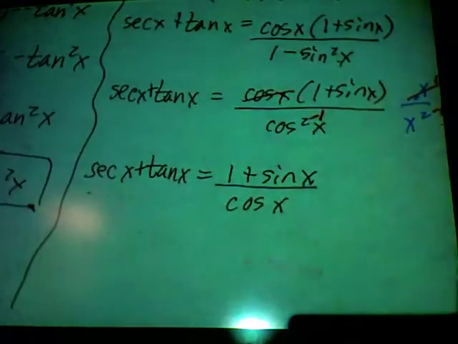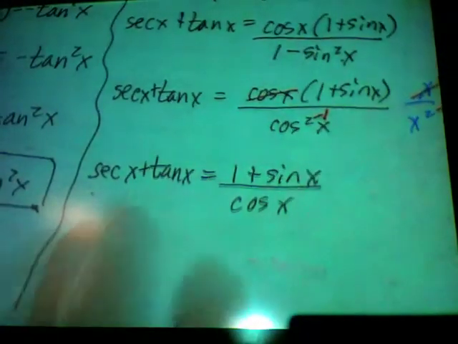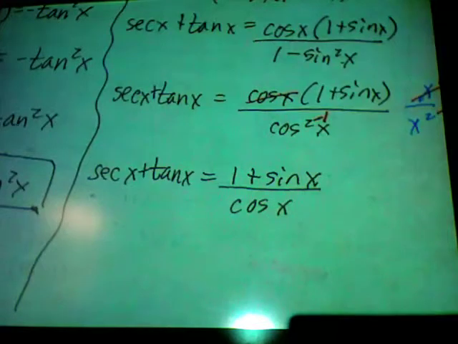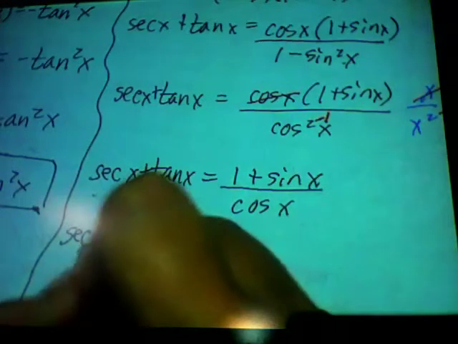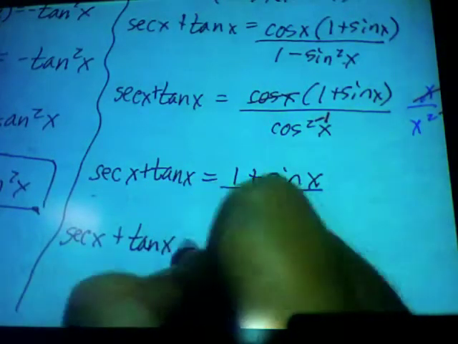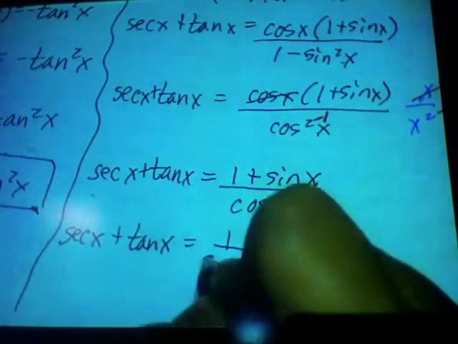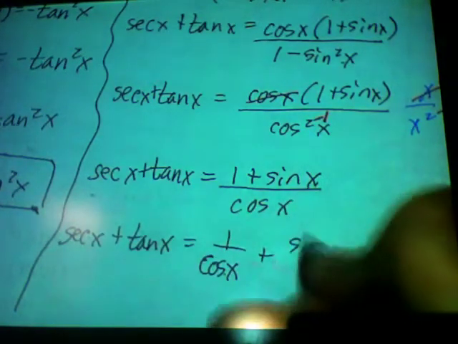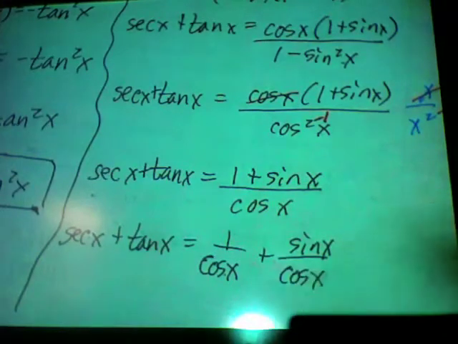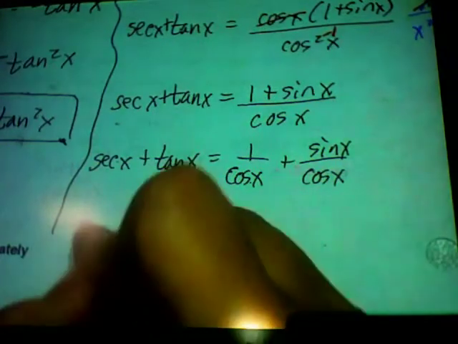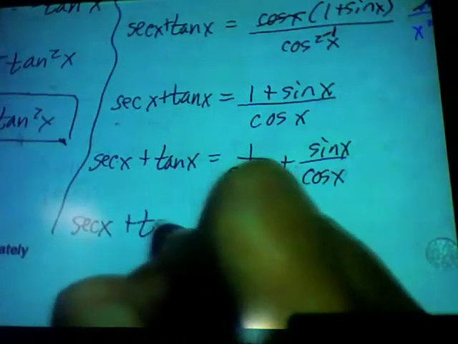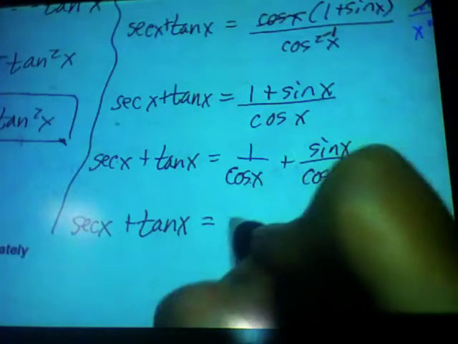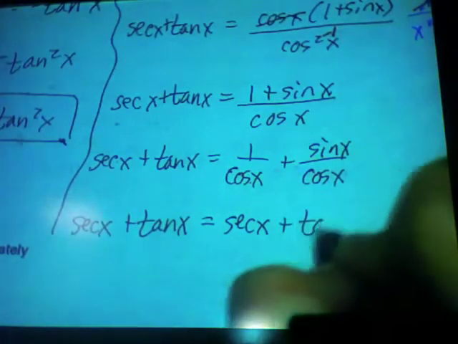All right, so what are your thoughts? How can I make this look like that? Break into 2 fractions, right? So I've got secant of x plus tan of x equals 1 over cosine of x. Is that a good thing? Because isn't that secant? Plus sine of x over cosine of x. Is that tangent? We just have one more step then, right? So secant of x plus tan of x equals secant of x plus tan of x. Verify.